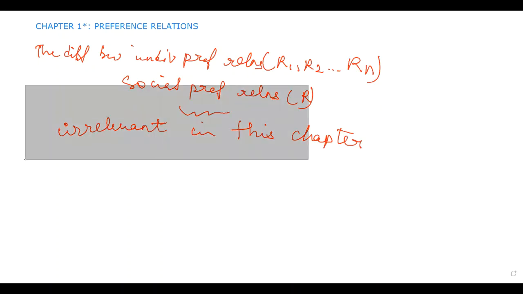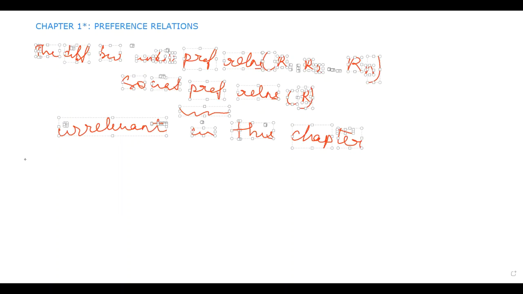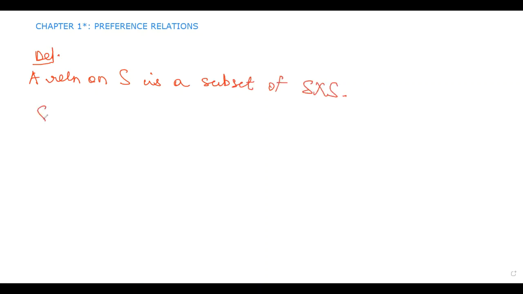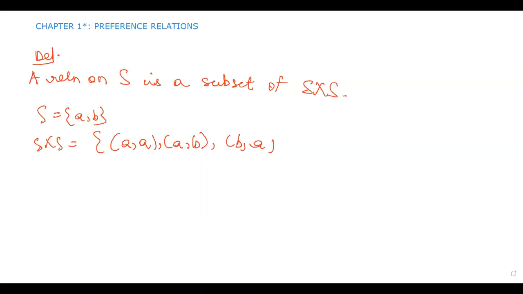Okay. So, what are preference relations? Now, in general, we know what relations are, right? A relation on, say, a set S, this is a definition, is a subset of S cross S. So let's say S is a set {A, B}. Then S cross S is the Cartesian product of S with itself. This is the set, and this will be the Cartesian product. Now a subset of this will be a relation.